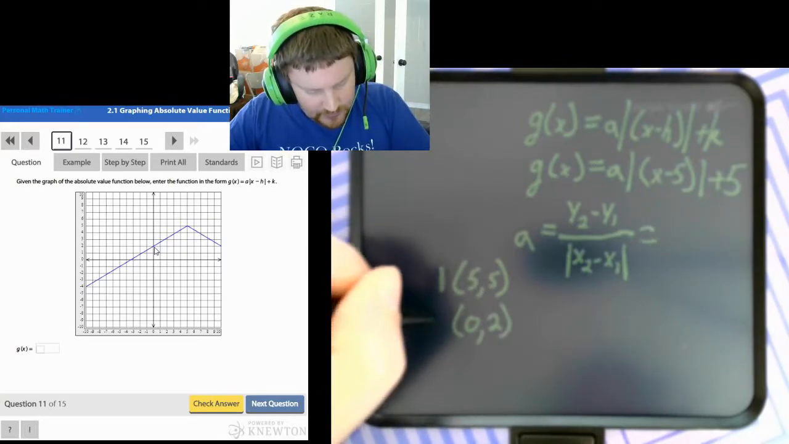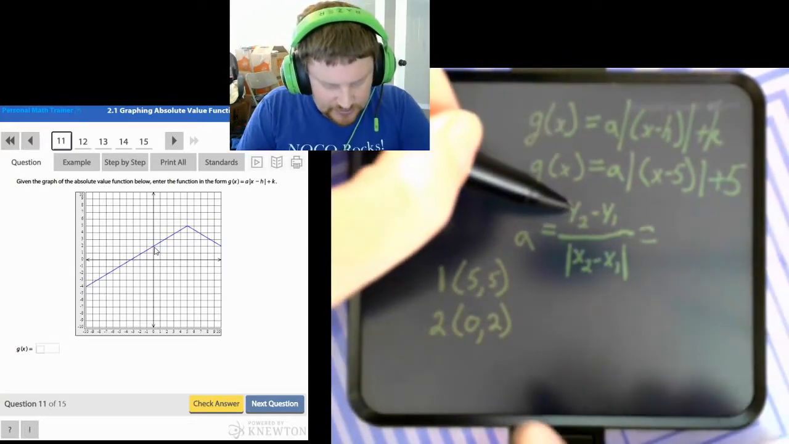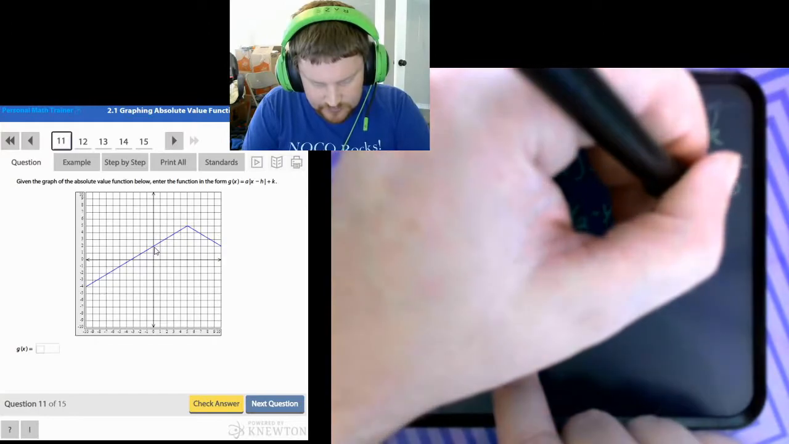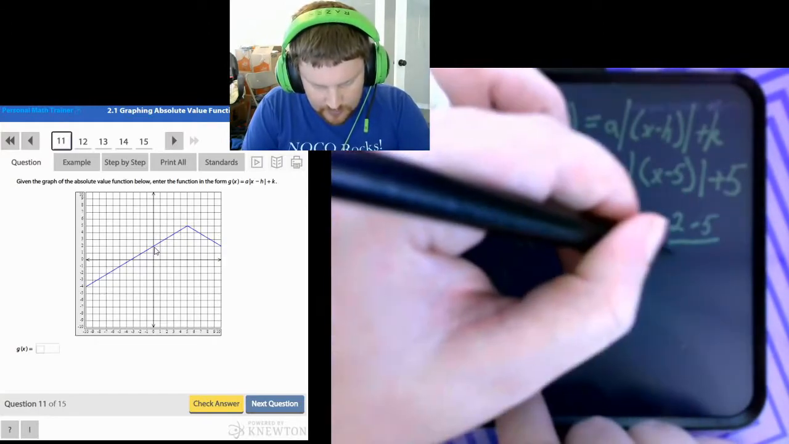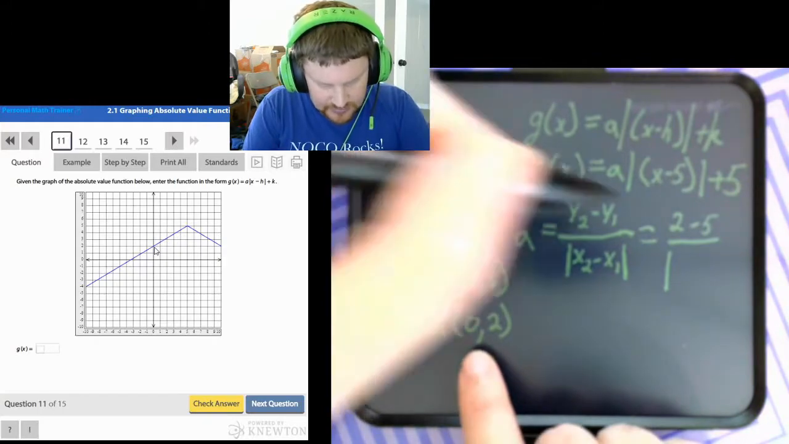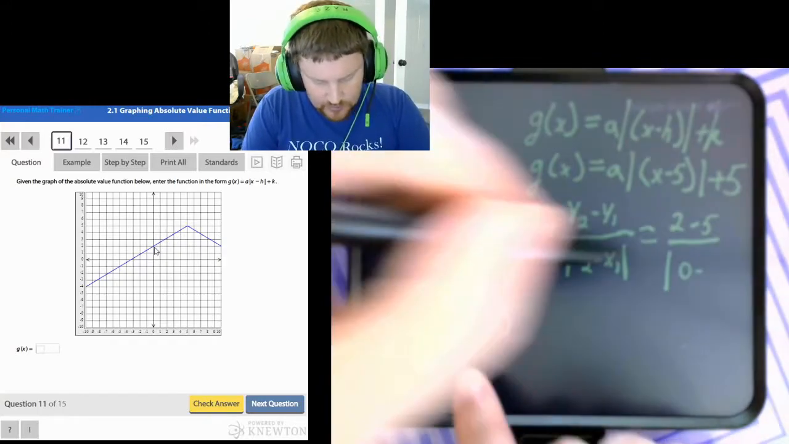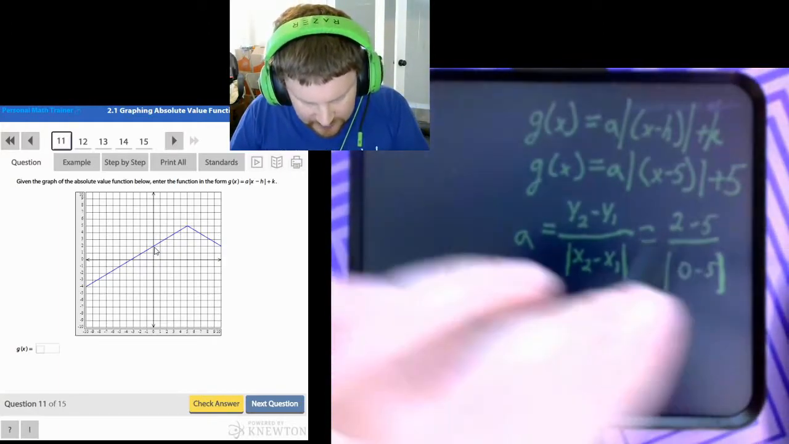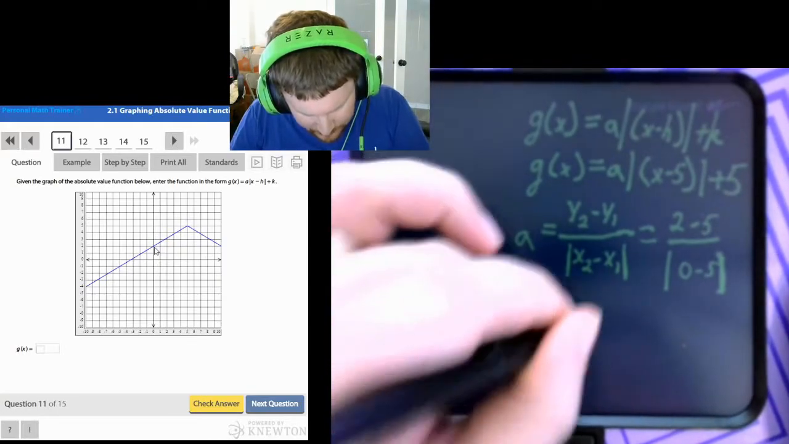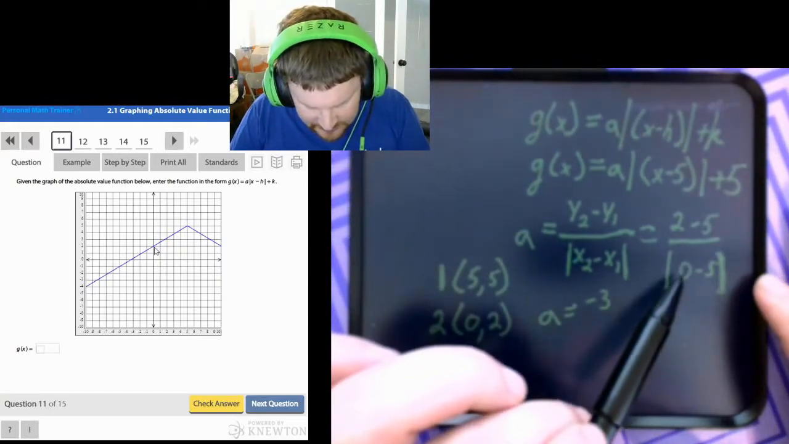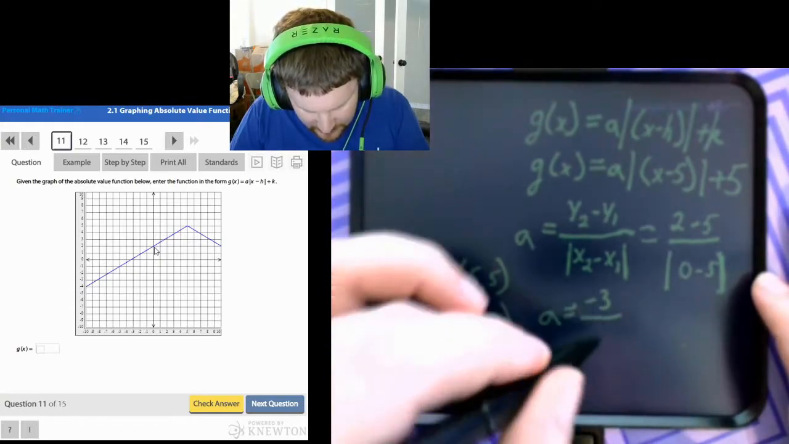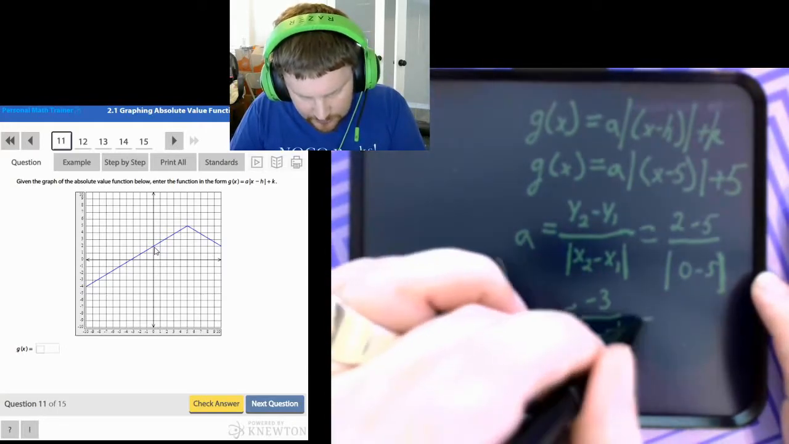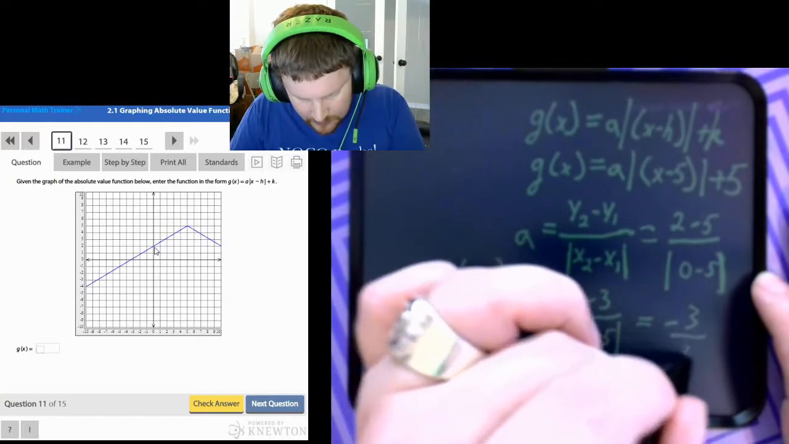I'm going to call this point 1. I'll call this point 2. So y2 is 2, y1 is 5, so 2 minus 5 over the absolute value. x2 is 0, x1 is 5. Okay, 2 minus 5 is negative 3. 0 minus 5 is negative 5, so I have negative 3 over the absolute value of negative 5. We know that absolute value just goes away, so we have negative 3 over 5.